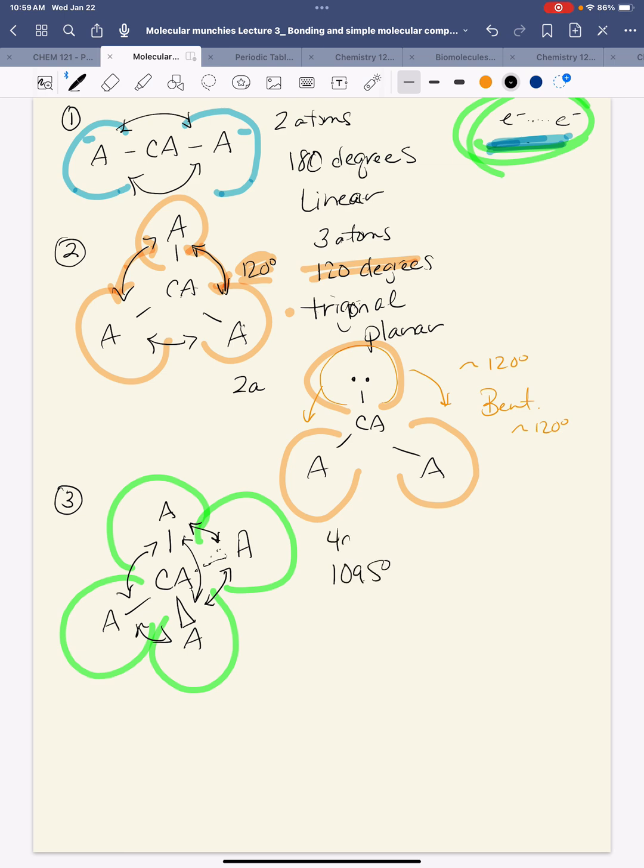This has 4 atoms attached. And we're going to call this tetrahedral shape. Tetra meaning 4, hedral meaning shape. So this is a tetrahedral shape. Okay, so far so good.